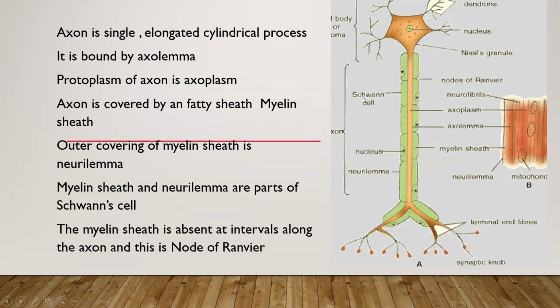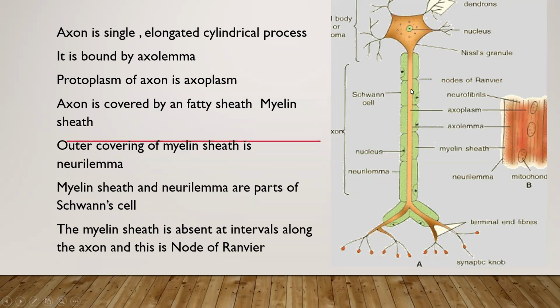You can see that axon, again I'm repeating, this entire part is axon. Axon is a single elongated structure. Axon is covered from outside by a protective covering, which is called exolemma. You can see this is axon. The protective covering is called exolemma, whereas the protoplasm, the middle central part, is called protoplasm. So the protoplasm of axon is called exoplasm. Exoplasm is covered by a protective covering, which is called exolemma.